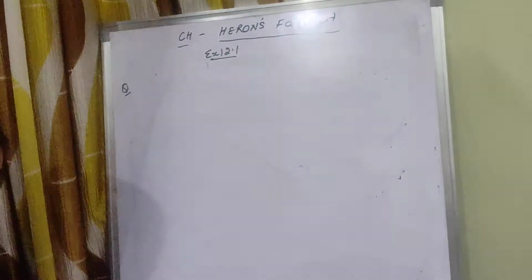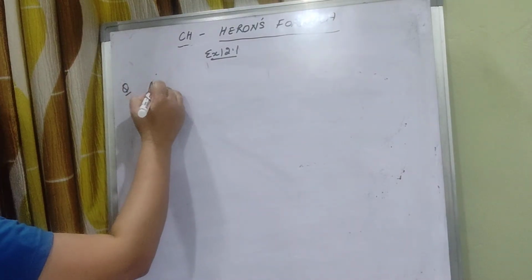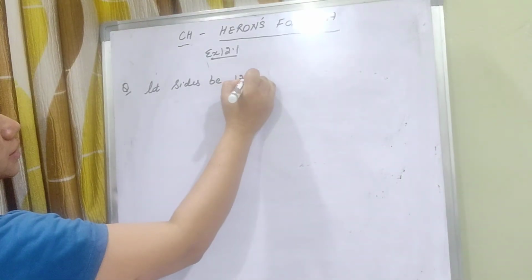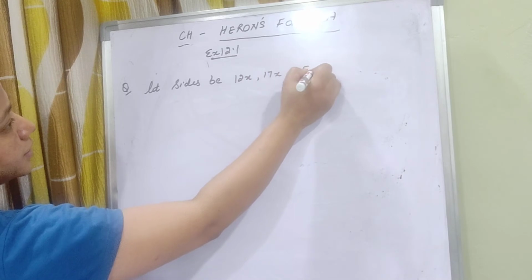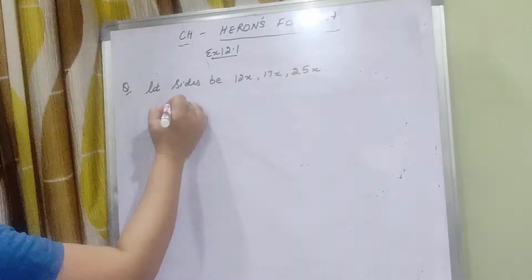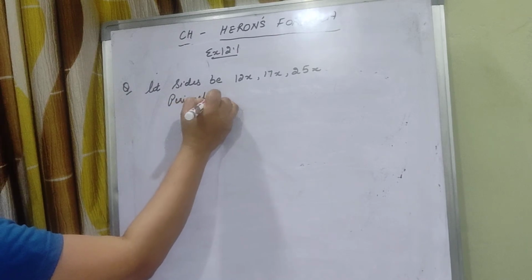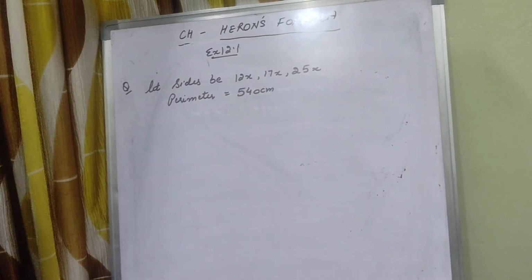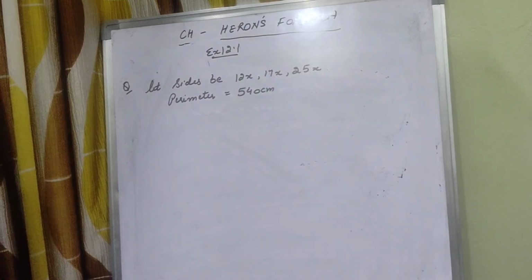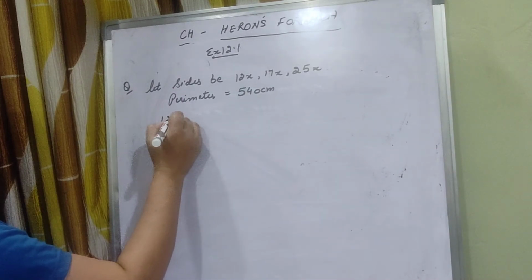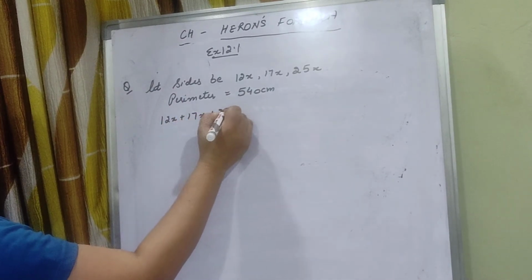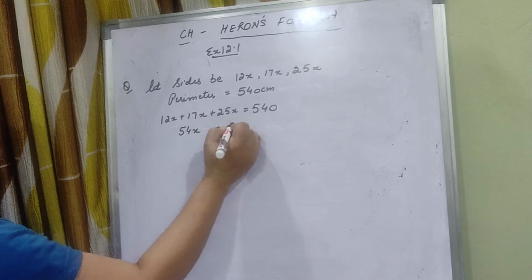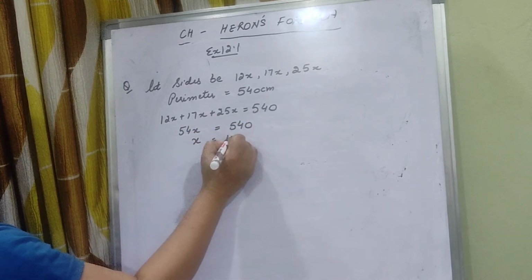Now let us do question number 5. The fifth question is, the sides of the triangle are given in the ratio. So first of all, let us suppose the sides are 12x, 17x and 25x, and the perimeter is given as 540 centimeter. You can also find the measure of the sides by using the ratio method. Here I am using this method. So the sum of the sides 12x plus 17x plus 25x is equal to 540. So this is 54x equal to 540. So x is equal to 10.